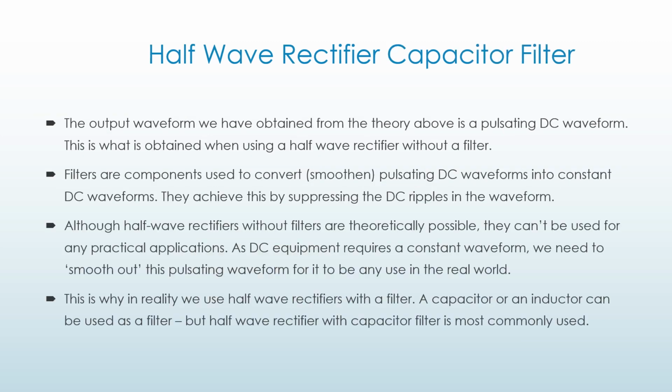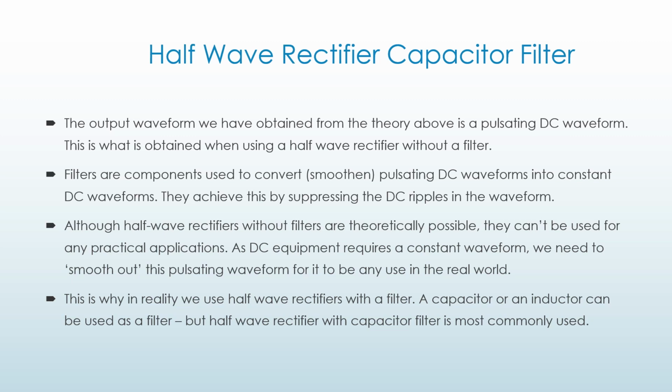Half wave rectifier capacitor filter. The output waveform we have obtained from the theory above is a pulsating DC waveform. This is what is obtained when using a half wave rectifier without a filter. Filters are components used to convert, smoothen, pulsating DC waveforms into constant DC waveforms. They achieve this by suppressing the DC ripples in the waveform.